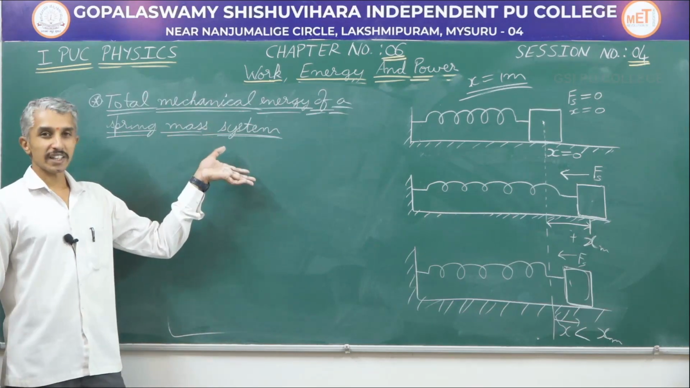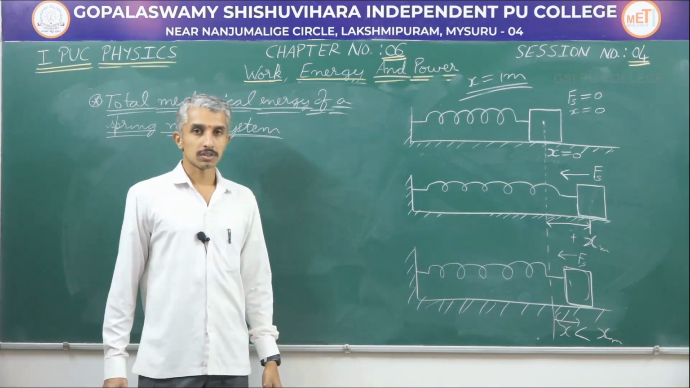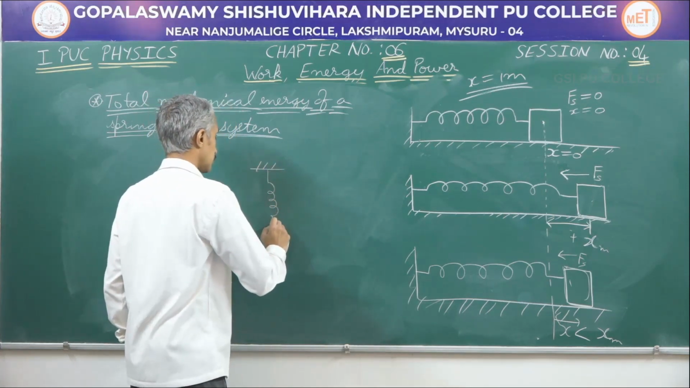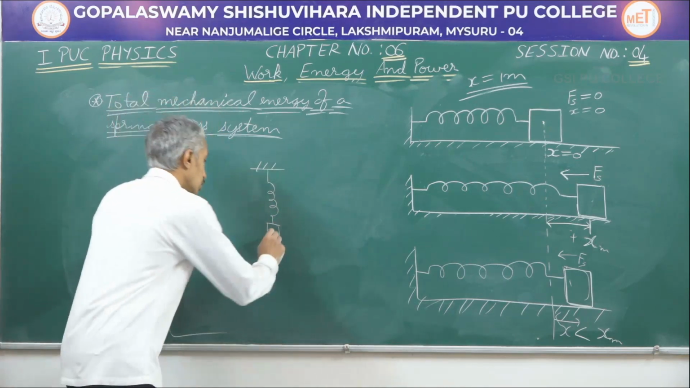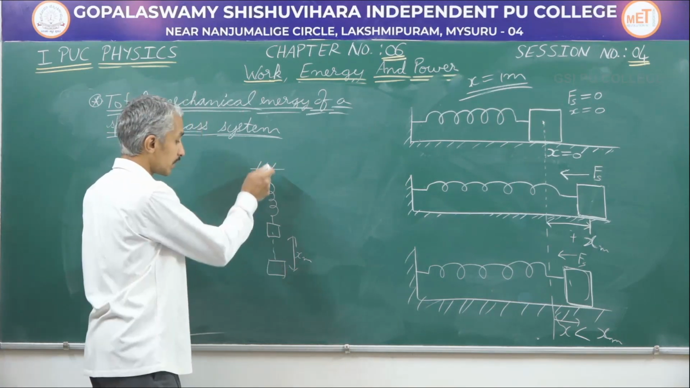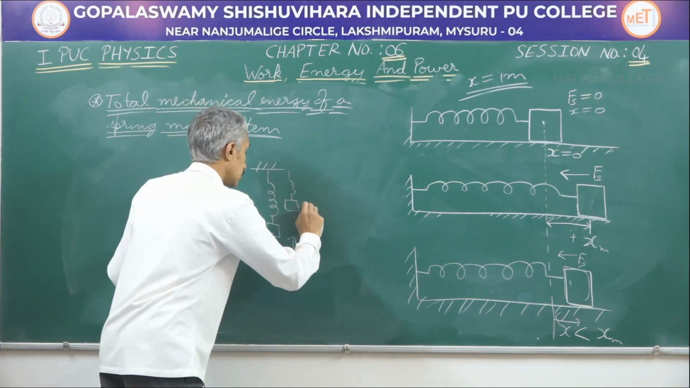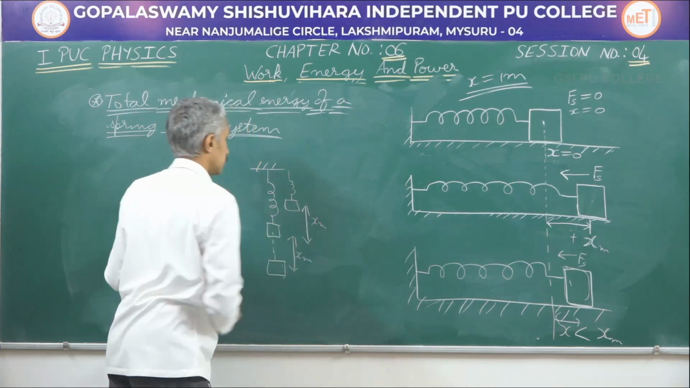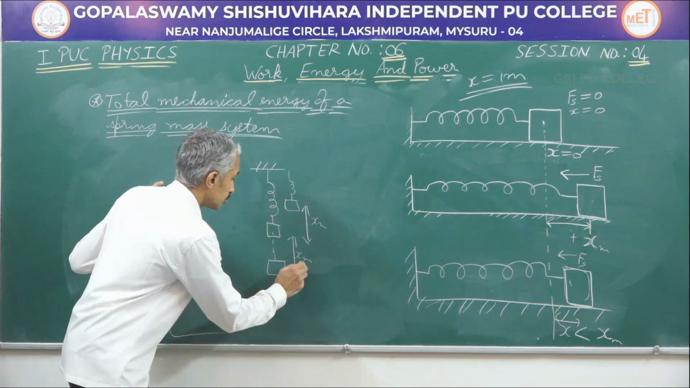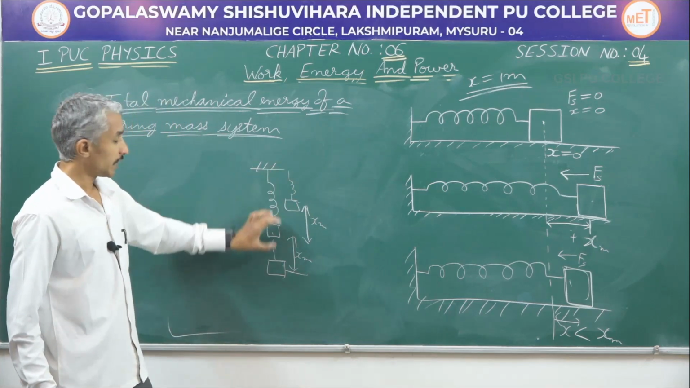To understand the total mechanical energy of a spring mass system, you need to think of the spring constant experiment. There you had seen that if I have a spring and a mass attached, pull it by a distance xm and release it, the object oscillates up and down, and it keeps on oscillating between the maximum position downwards and the maximum position upwards.